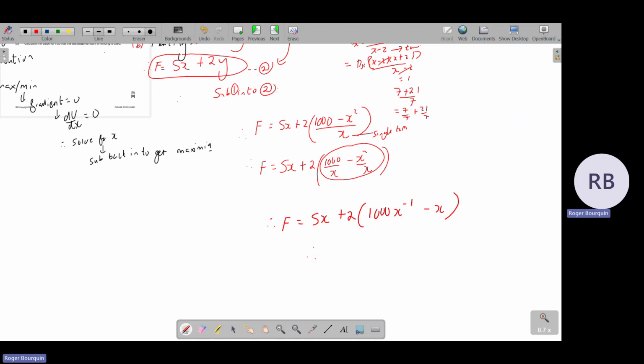So I get f is equal to 5x minus 2x, do you agree? Plus 2,000. So f is what? Remember, this is our second last question, guys. Okay, 3x plus 2,000. You've got a lot of marks to get up to here already.